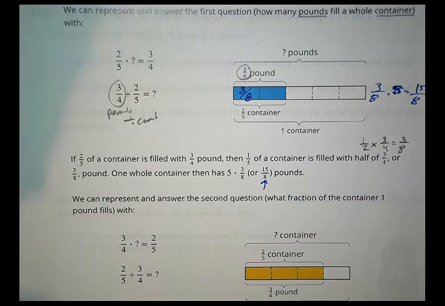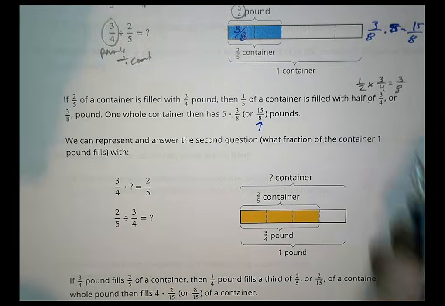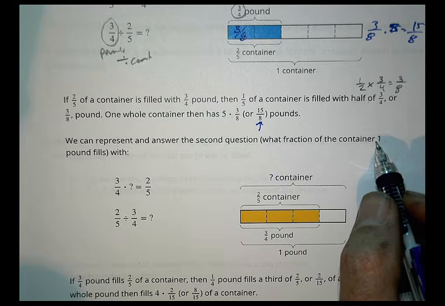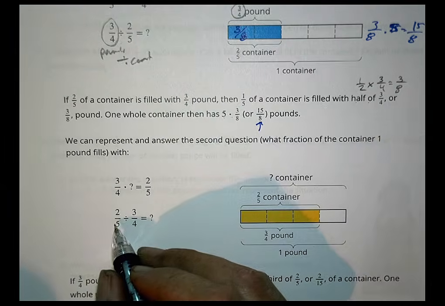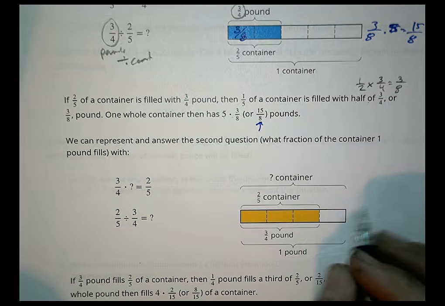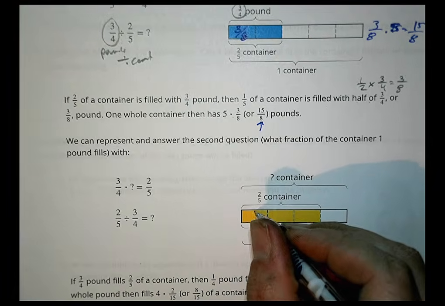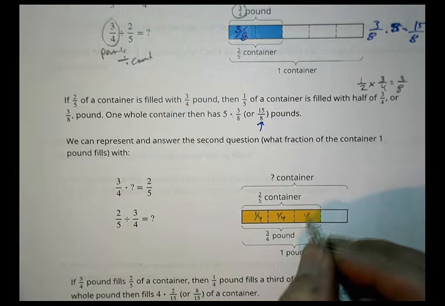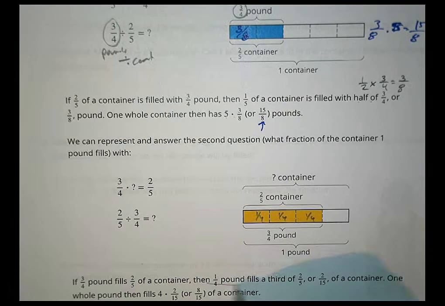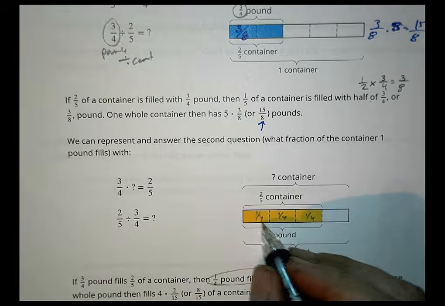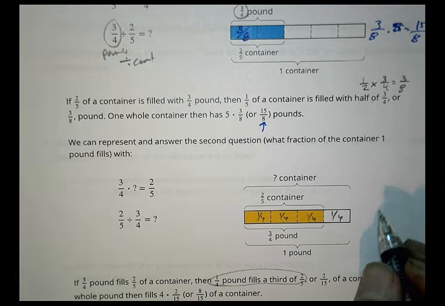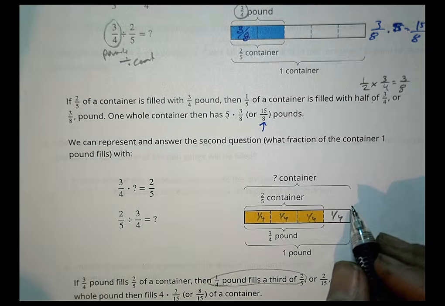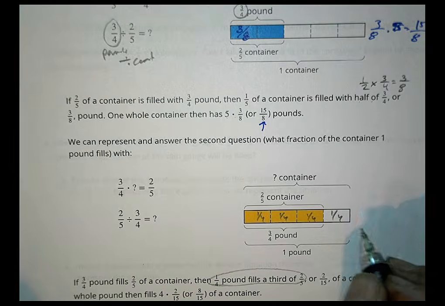Here we can represent the second question: what fraction of the container does 1 pound fill? It's the other way, which is 2/5 here is 3/4 of a pound. Notice if this is 3/4 of a pound, what do we have? Well, then that is going to be a 1/4 and a 1/4 and a 1/4, because a 1/4 pound fills a third of it, 1, 1, 1, leaving a fourth there, which tells me in this case I'm going to multiply that out, and that's the whole pound there, and the whole container.